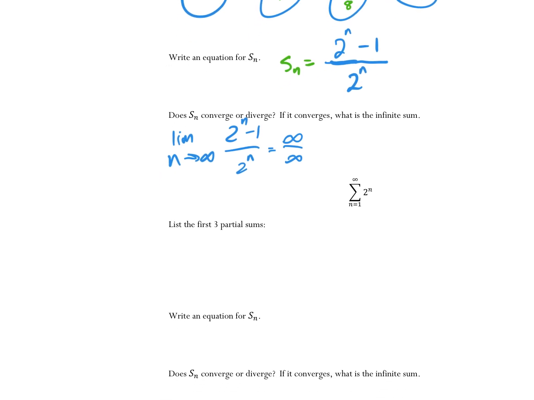So, the limit as n goes to infinity, we're going to take those derivatives. 2 to the n ln 2 over 2 to the n ln 2 is equal to 1. So we can say that this series converges. Everybody good? All right.